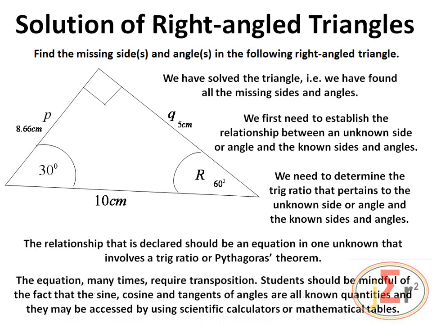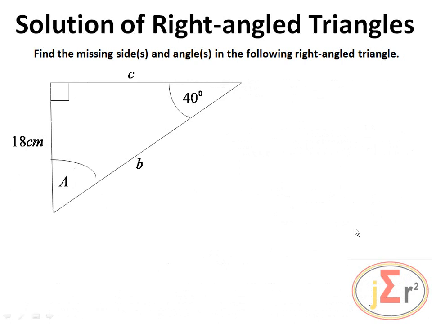The equation, many times, requires transposition. Students should be mindful of the fact that the sine, cosine, and tangents of angles are all known quantities and may be accessed by using scientific calculators or mathematical tables. Let us solve this other right angle triangle. The side that is given is 18 centimeters, and the angle that is also given right here is 40 degrees.